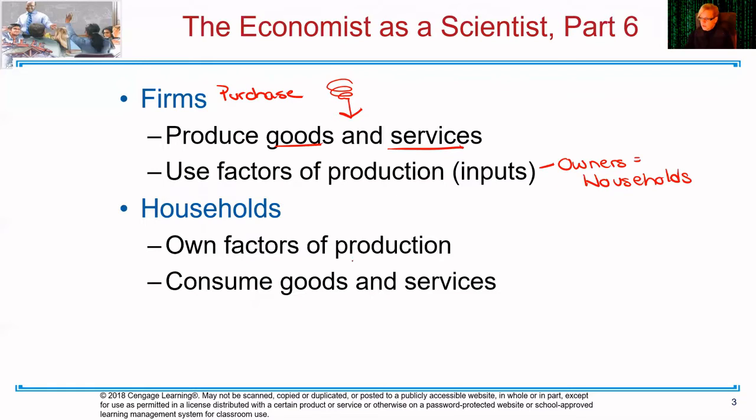Households, again, owning the factors of production, sell these factors of production to firms or businesses. And in exchange for each factor of production, they're compensated in some way. So if a household sells land, firms compensate them with rent.